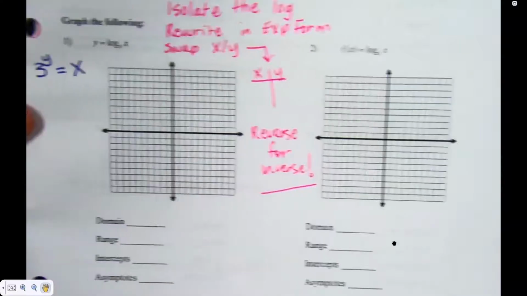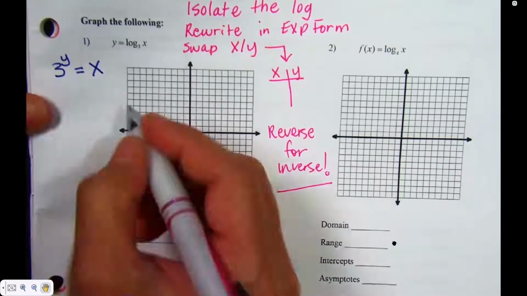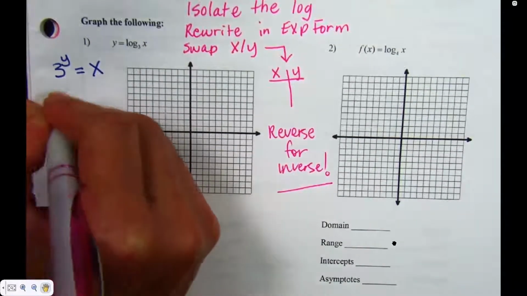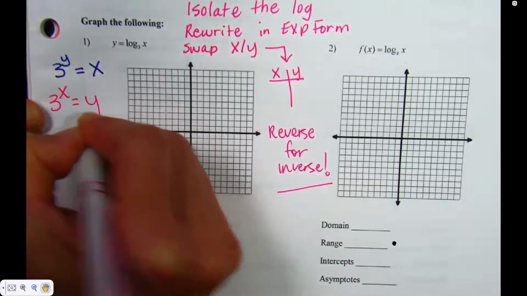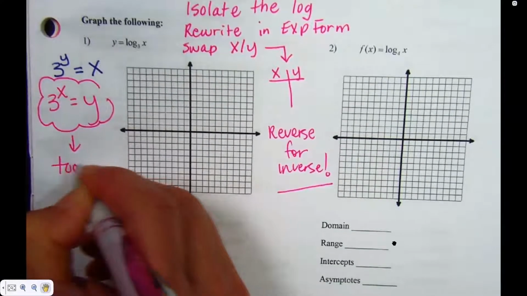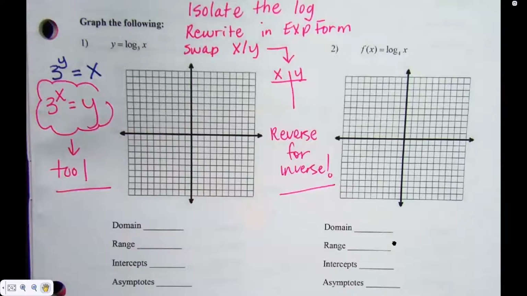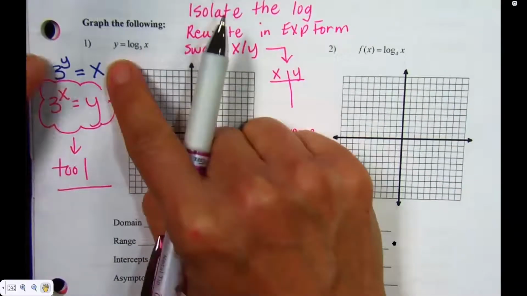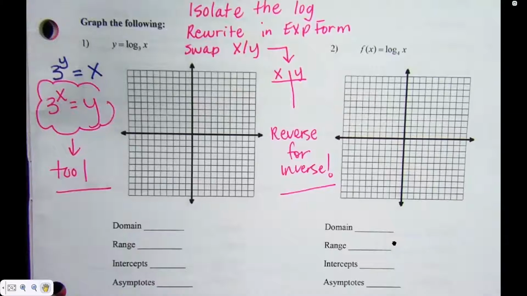Now what we're going to do is we are going to switch X and Y. So this is 3 to the X equals Y. This is just our tool. We're not going to graph what happens when we plug in inputs and get outputs. We are going to swap them for the inverse, which is the log.